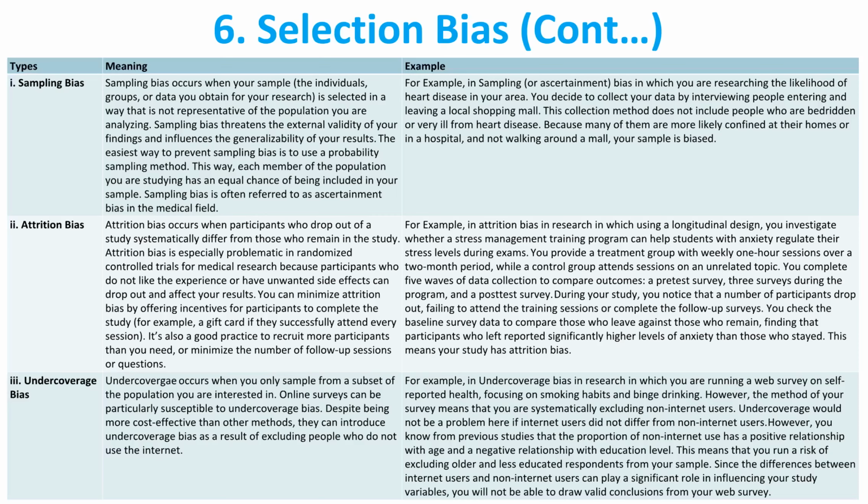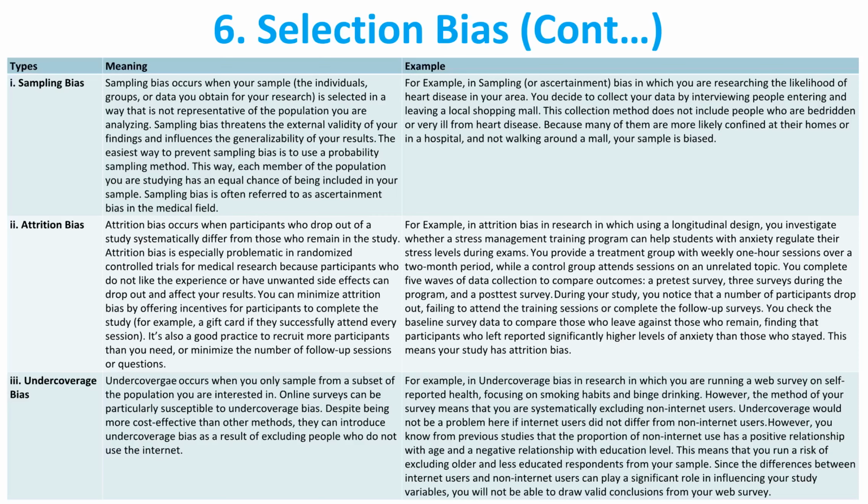For example, in sampling, or ascertainment, bias in which you are researching the likelihood of heart disease in your area. You decide to collect your data by interviewing people entering and leaving a local shopping mall. This collection method does not include people who are bedridden or very ill from heart disease. Because many of them are more likely confined at their homes or in a hospital, and not walking around a mall, your sample is biased.